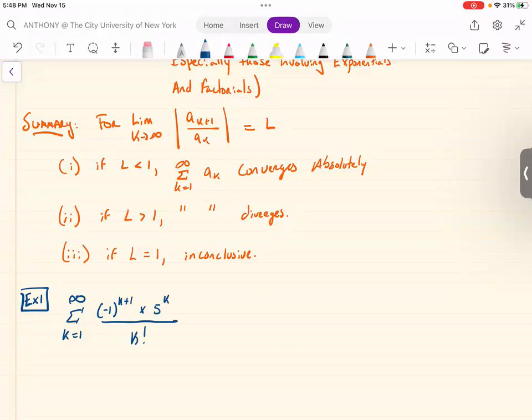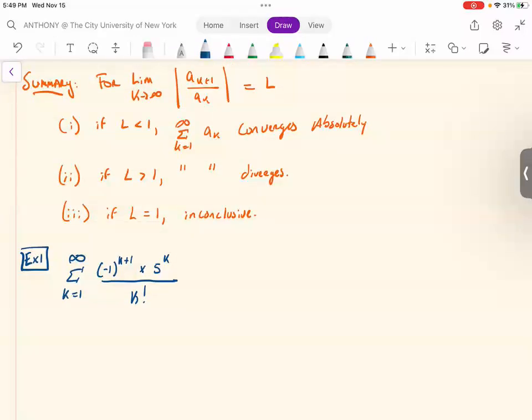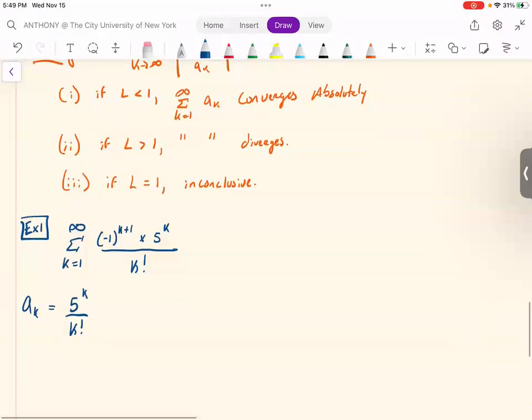So when you look at the series, the first thing that you should try to pinpoint is what's my a_k? What's my sequence? So any volunteers? What's my sequence here? That's right. Your sequence is going to be 5 to the k over k factorial. Now, if you look at this as your first term, then the a_(k+1) term is going to equal 5 raised to the power of k plus 1 over k plus 1 factorial.